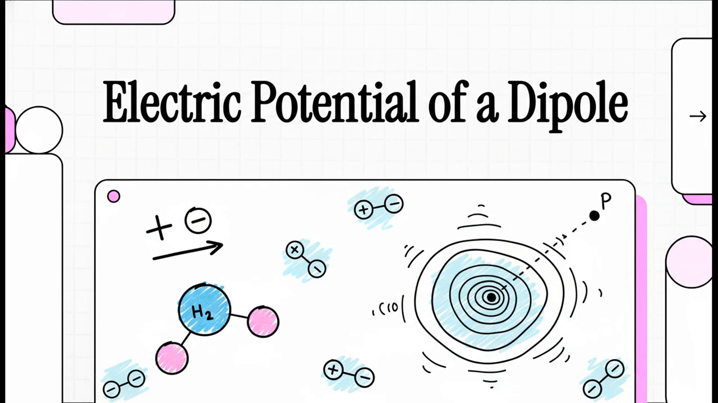Have you ever really thought about a simple water molecule? It's a perfect example of something we see everywhere in nature, an electric dipole. It's this tiny little system that has a positive end and a negative end, even though the whole thing is electrically neutral. So the big question is, how do we figure out the electrical influence, what we call the potential, that one of these dipoles creates at some random point out in space? Well, that's exactly what we're going to break down today.